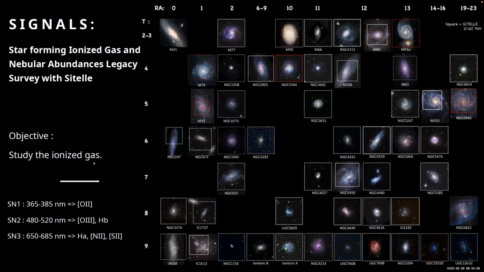large program, with CTEL, that has the goal to study the ionized gas in 35 nearby galaxies using CTEL in 3 filters: SN1, SN2, SN3. The main idea behind those filters is that they cover the main strong emission lines in the visible, and we can use them to probe the physical conditions of the gas.